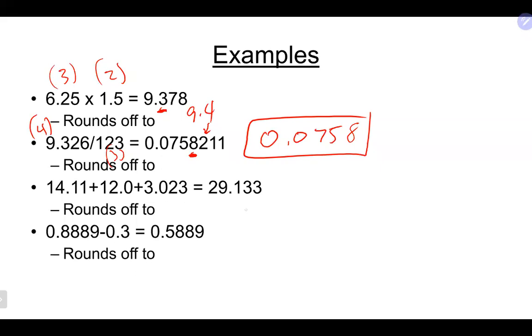Here we are adding, so we should look at sig figs or decimal places? Decimal places: that's 2, that's 1, that's 3, that's 3. So it looks like we should end up at 1 decimal place, which takes us to there. So we should end up at 29.1 in this case. And lastly, we're subtracting, so we'll look at decimal places: 4 decimal places, 1 decimal place. Actually we should come here because that's an 8. This should round to 0.6.